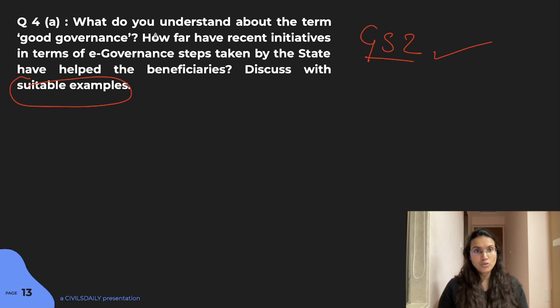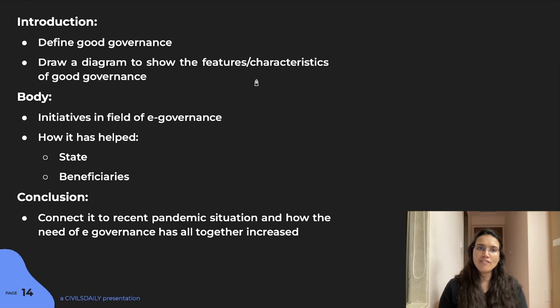So the first question here is, what do you understand by the term good governance? Directly this becomes part of your introduction. Next is, how far have the recent initiatives in terms of e-governance steps taken by the state helped the beneficiaries? So recent initiatives. Basically, you have to highlight some examples and how they have helped two things here: the state and the beneficiary. These are the basic things you have to focus on when you're writing the answer.